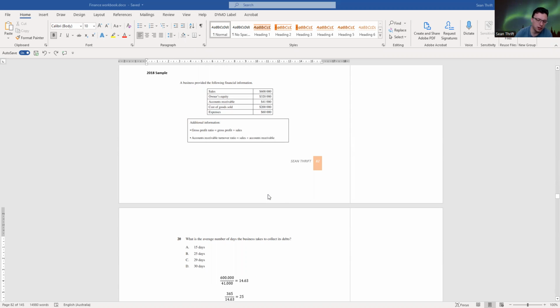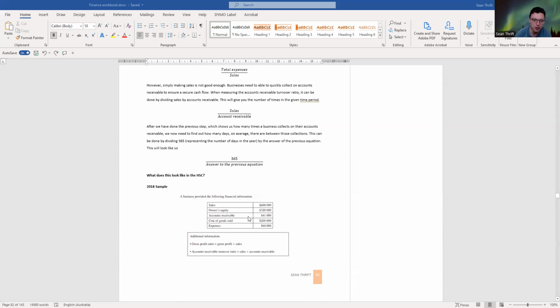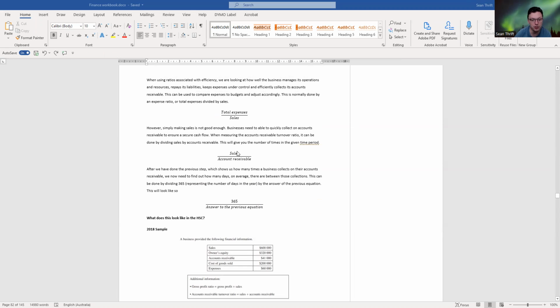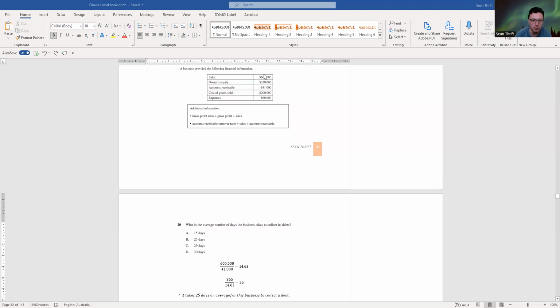So the question that we're looking at is, what is the average number of days the business takes to collect its debts? And we have a couple of different options here. So we're going to use our formula that we were looking at before to answer this one. Of course, we're using the accounts receivable turnover ratio formula, which means, as we're looking up here, we need to do sales over accounts receivable. So this means we're going to be putting 600,000 over 41,000. Okay, that's sales over accounts receivable.